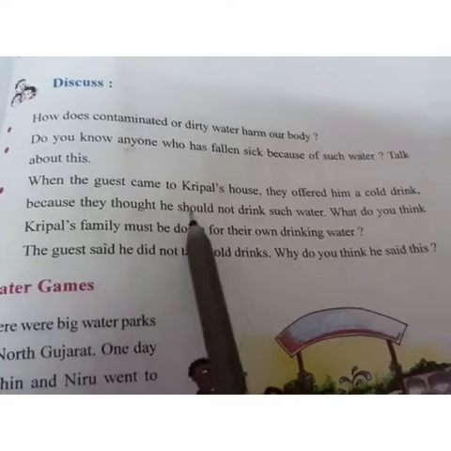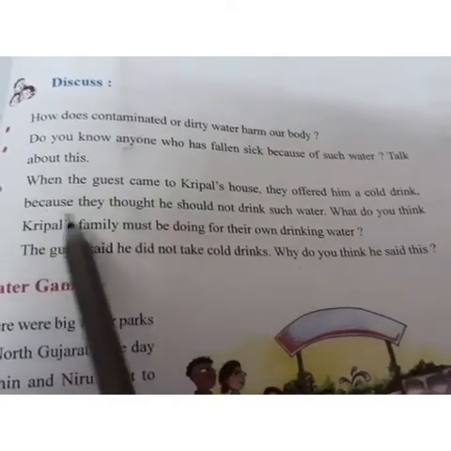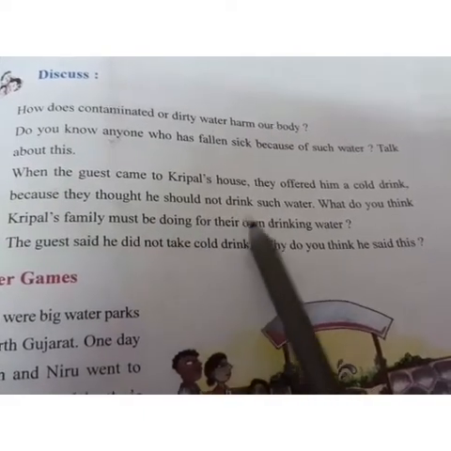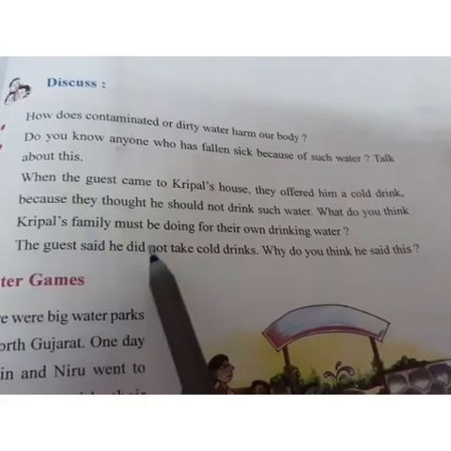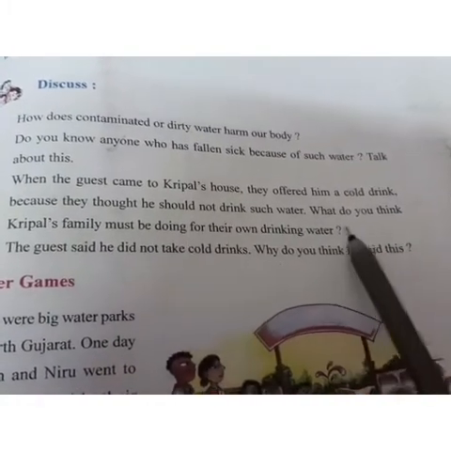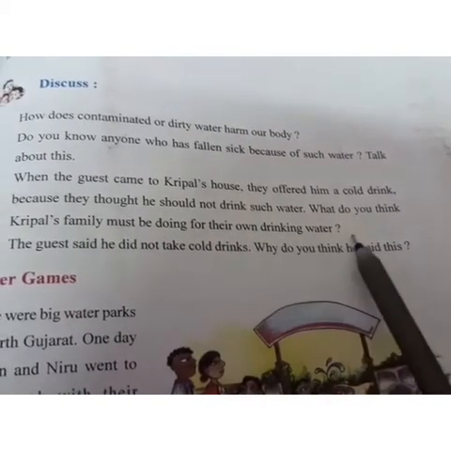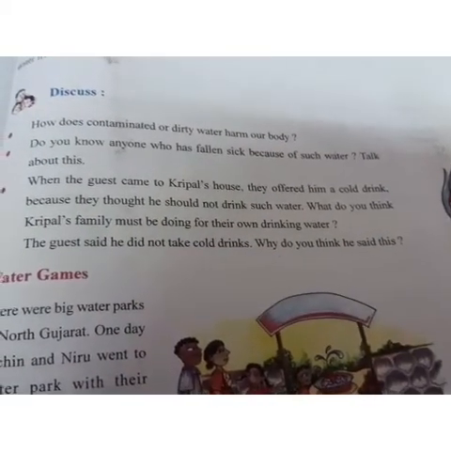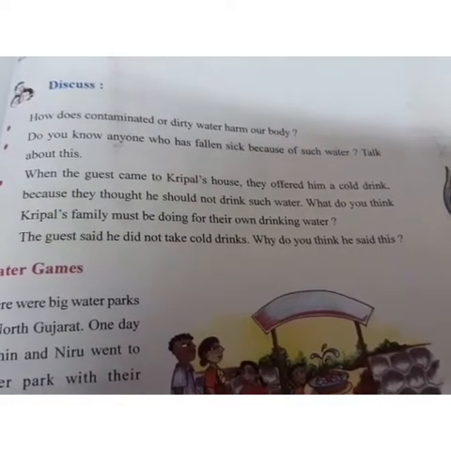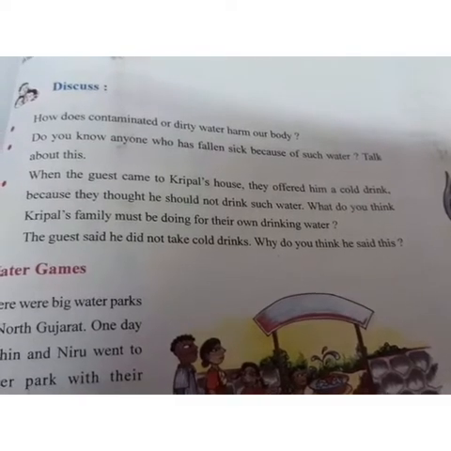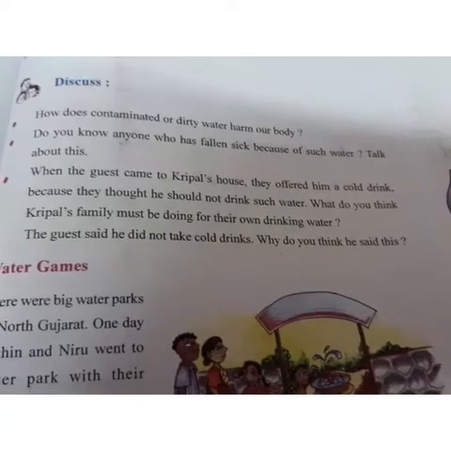When the guest came to Kripal's house, they offered him a cold drink because they thought he should not drink such water. What do you think Kripal's family must be doing for their own drinking water? Now here the point is that when her father told the guest that you should not drink this water, which is not fit, but still they said that they don't have a choice and they drink this water. So what they must be doing to clean this water?